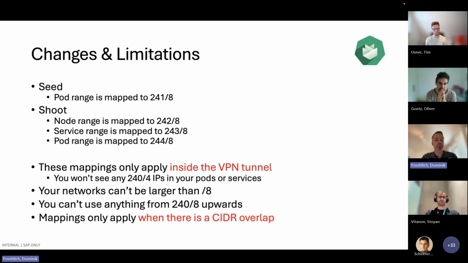The main difference is these mappings to the 240/4 ranges for your shoot networks and the seed pod range only apply on an actual overlap with the seed, whereas for the non-HA control plane variant, they always applied. And why is that?